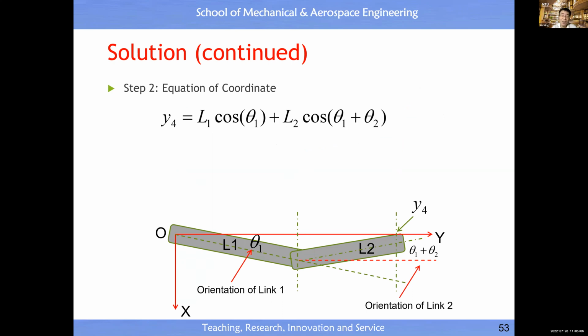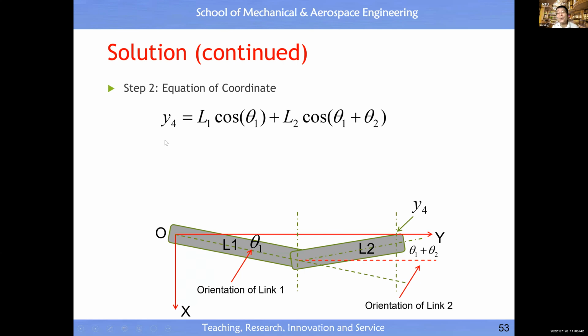Then you can write down the equation. What will be the Y coordinate here? The Y coordinate comes from the contribution of link L1. So you just apply the cosine function, L1 times cosine theta 1, which gives you the displacement along the Y-axis due to link 1. Then link 2 also contributes to the Y coordinate. So the displacement along the Y coordinate is equal to L2 times cosine of theta 1 plus theta 2, right? So this is a solution.